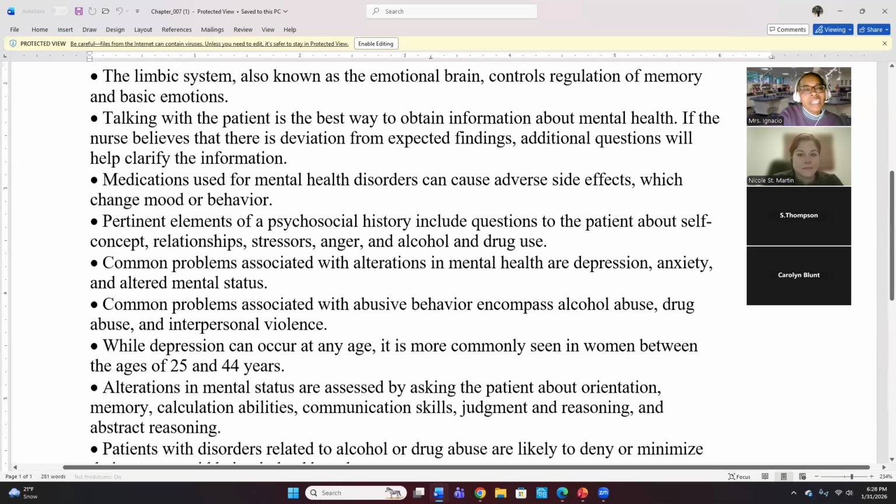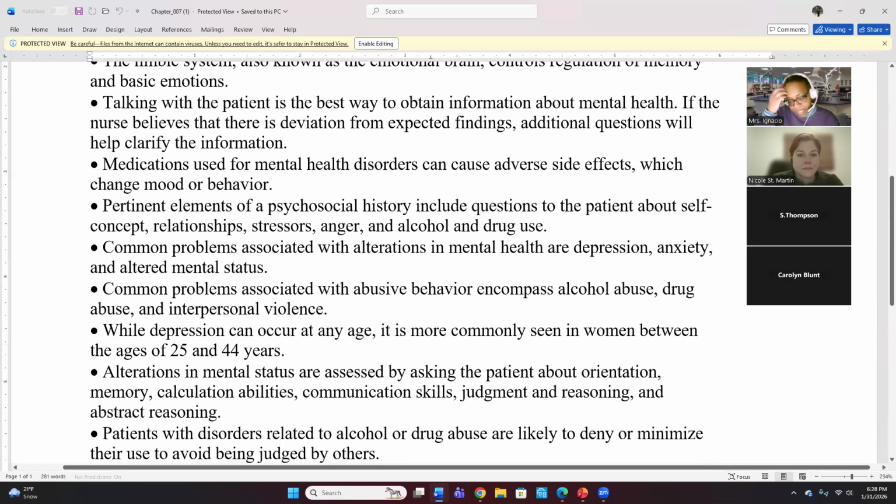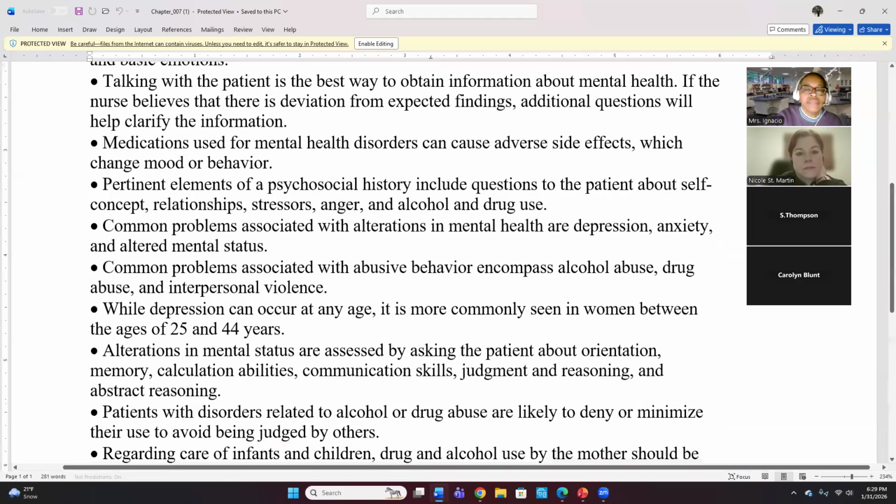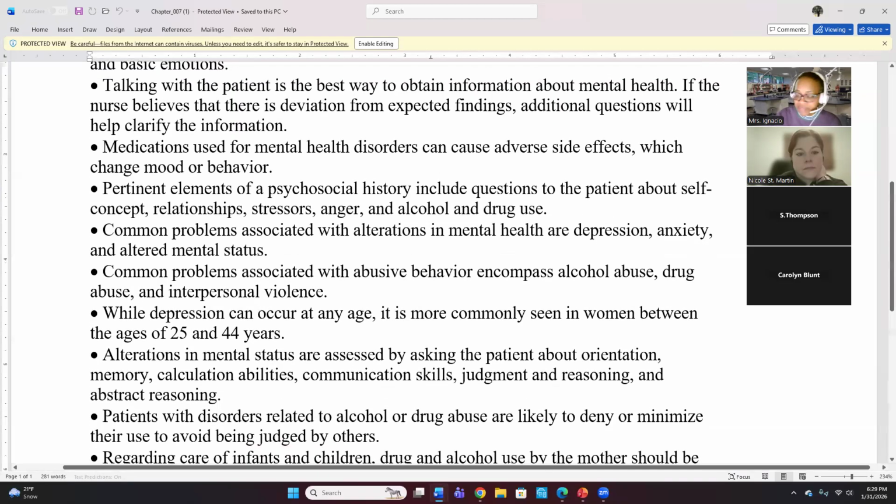Okay, so medications, when we think about medications for mental health disorders, they can cause adverse side effects that may change mood, that may change behavior, that may affect other medications that the patient is taking. So that's why that medication reconciliation is so important, right? What else do I want to say about that? So deviation. So when we talk about deviations from expected findings, here's an example.